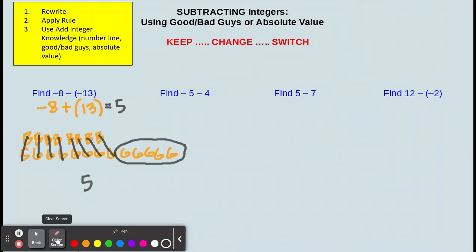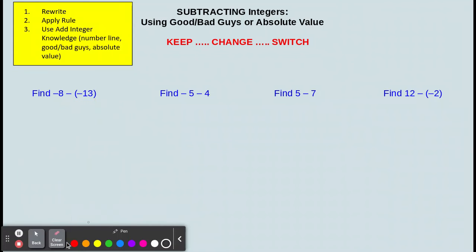All right, I'm going to do just a couple more. On this one, we do actually have to rewrite it. We're going to rewrite it as negative 5 minus a positive 4.